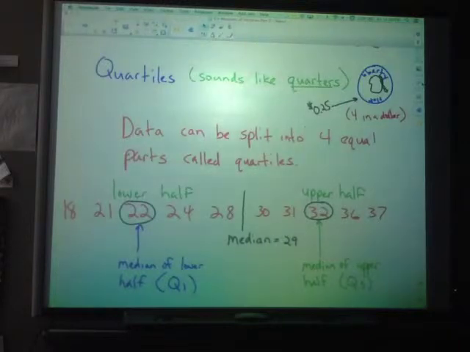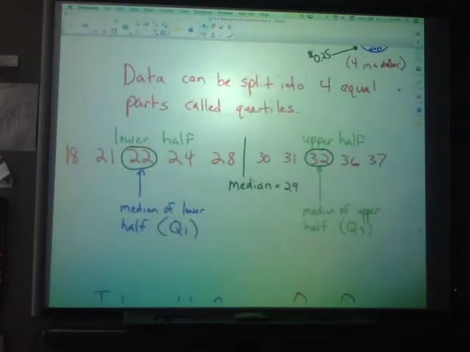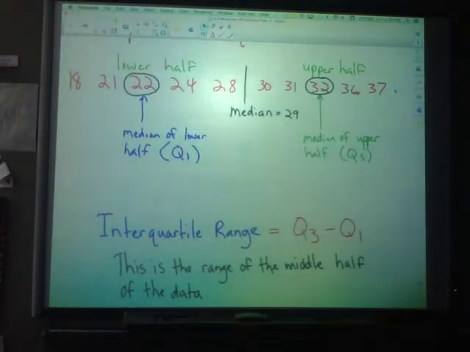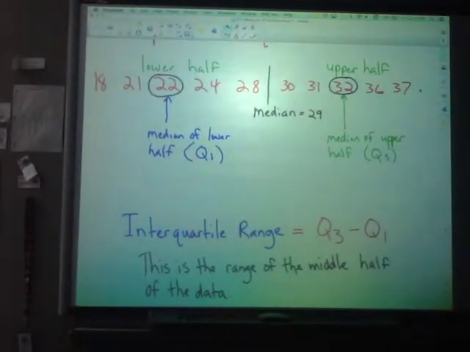Down below I have an example for you. This data set happens to have 10 values. So what I've done here is I've taken 18, 21, 22, 24, 28, 30, 31, 32, 36, and 37, and I've split it into 4 equal parts. In this case, my median would be 29 in the middle there in black. I put 5 numbers below it, 5 numbers above it, and since it fell in between 2 numbers, because it's an even set of data, there are 10 numbers, the median is going to be the average of 28 and 30, and I know that is 29.